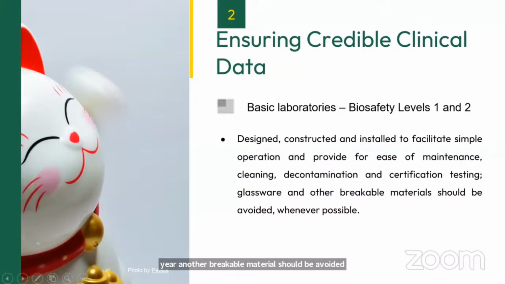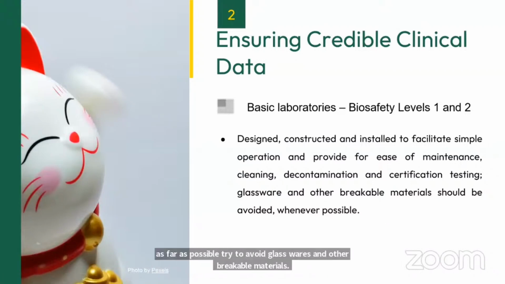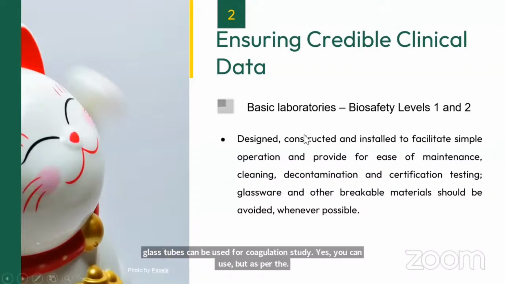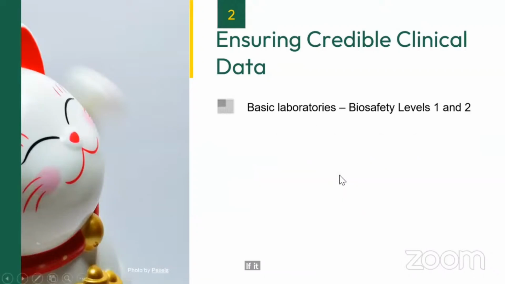So this is regarding your equipment. They should be designed, constructed and installed to facilitate simple operations. There should not be any complicated operations, and ease of maintenance should be there for cleaning as well as decontamination. And as far as possible, try to avoid glassware and other breakable materials. The other day somebody asked me whether glass tubes can be used for citrate coagulation studies. Yes, you can use them, but as per this, try to avoid glassware because if it breaks, it can cause damage and injuries.